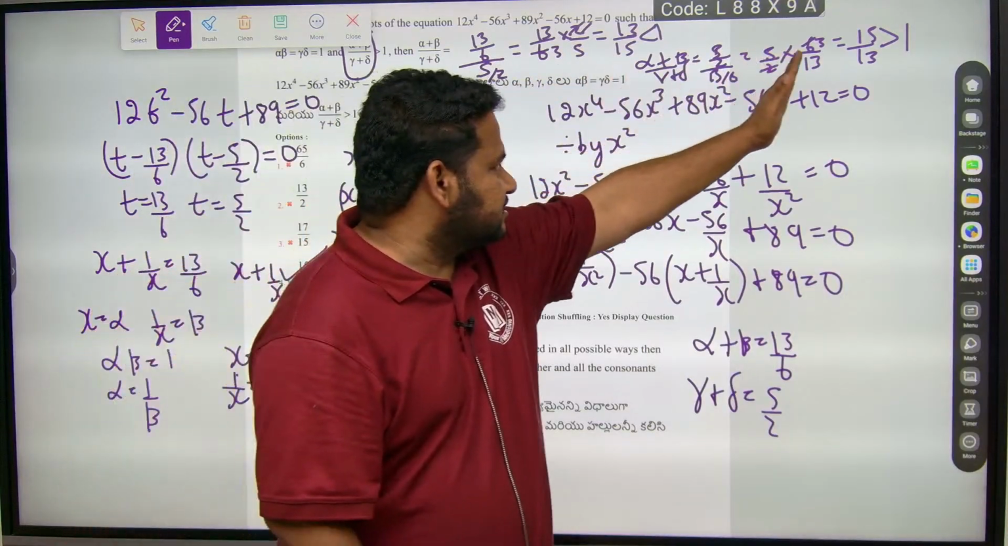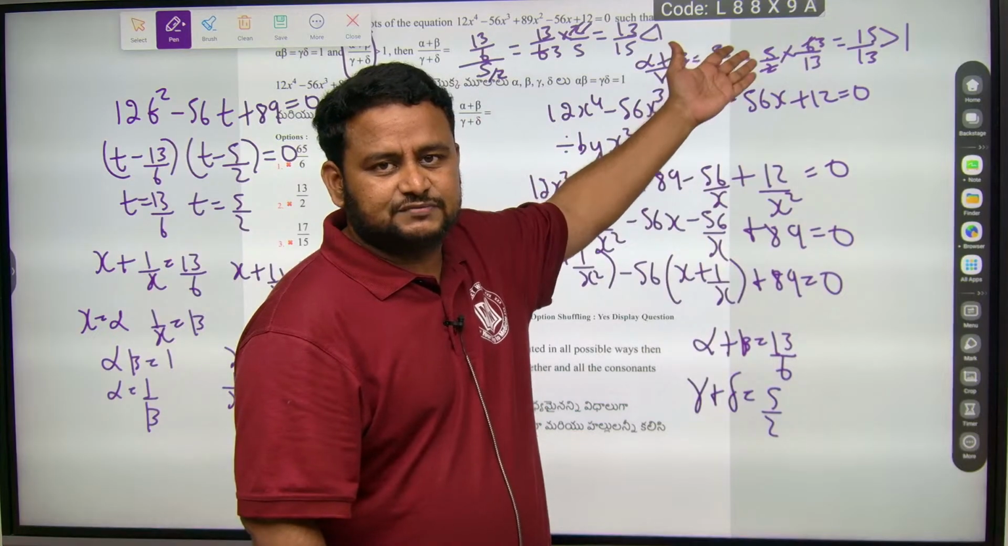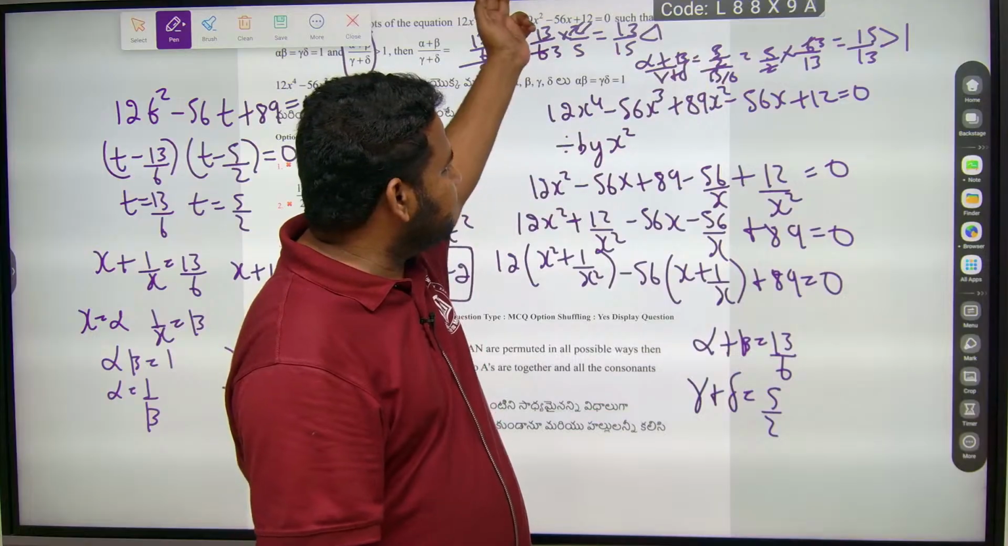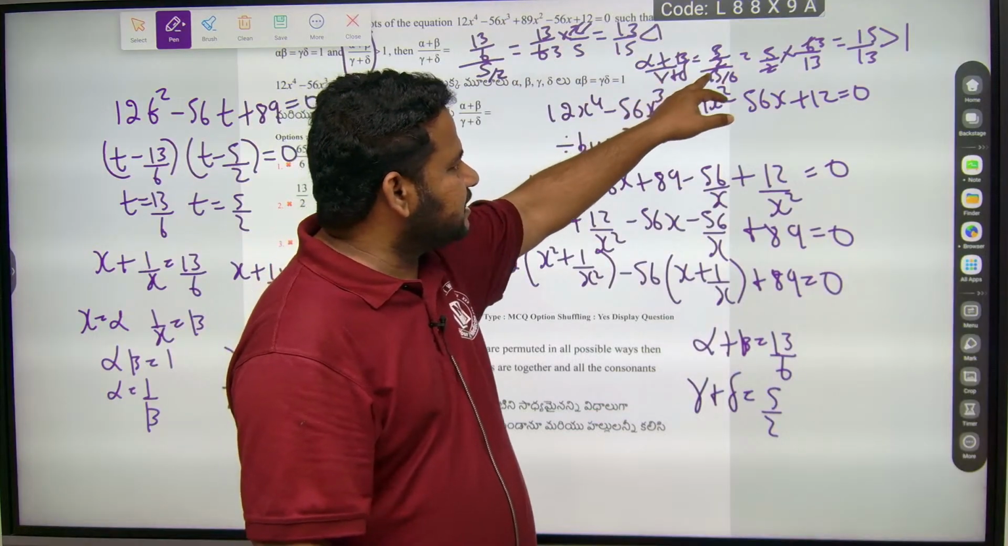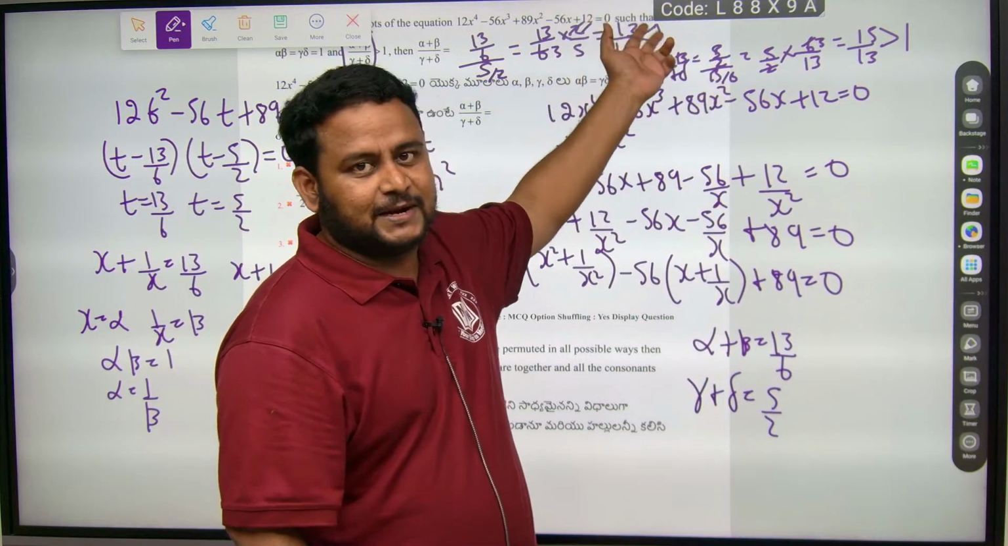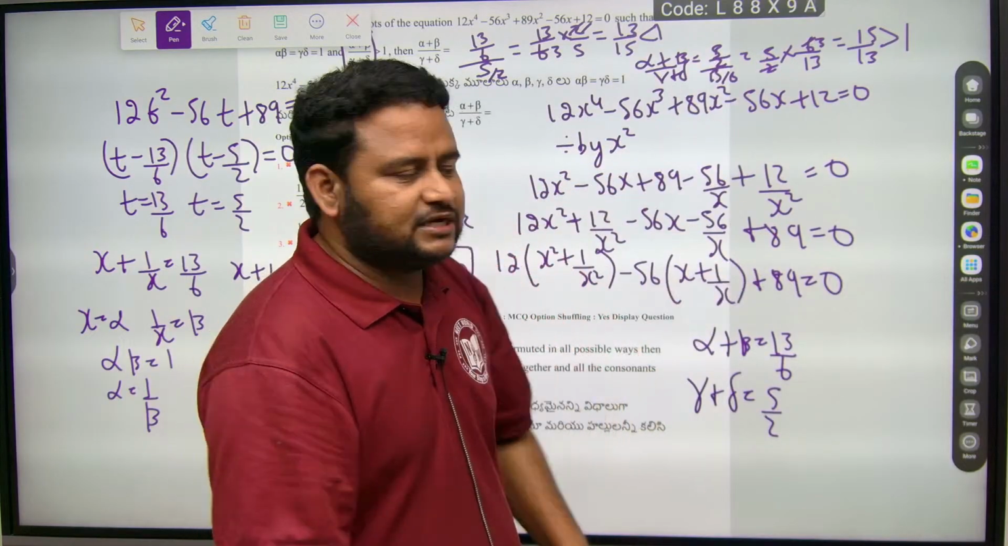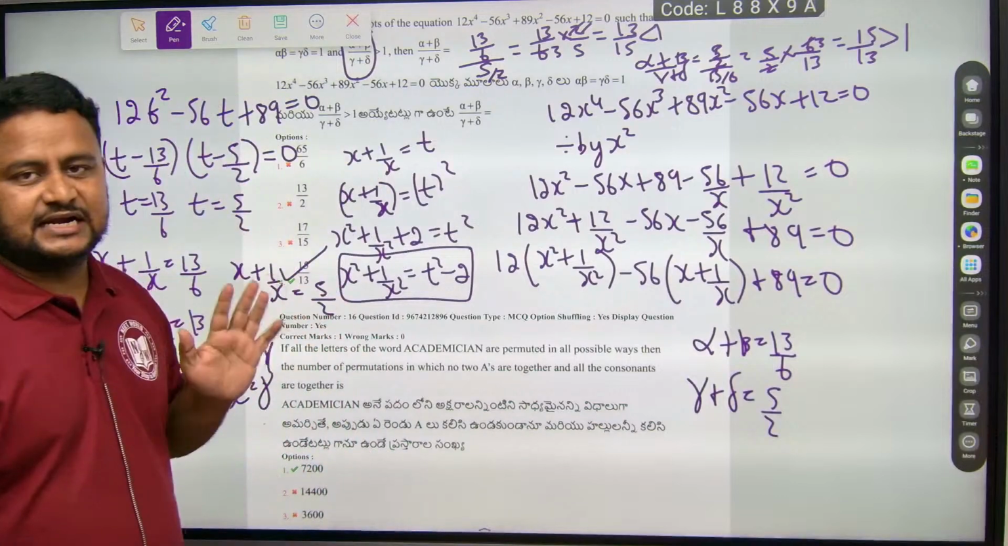Then we did it like this. We took the values in an inverse way. We gave a different value for alpha plus beta, we took it as 5 by 2, earlier we took it as 13 by 6. Gamma plus delta we took it as 13 by 6, earlier we took it as 5 by 2. Then we get 15 by 13, which is actually greater than 1. So that is option D, which is the right answer.